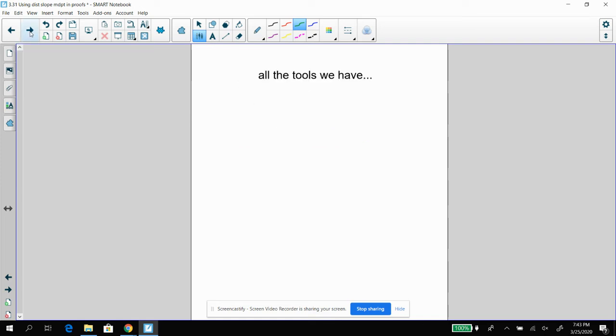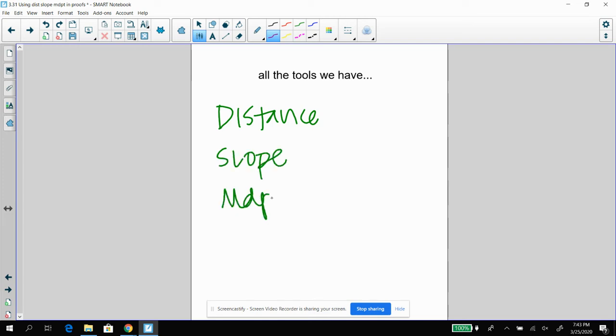So all the tools that we have right now in our tool belt are this. This is in terms of what we have for coordinate geometry. So we've got distance, we've got slope, and we've got midpoint.